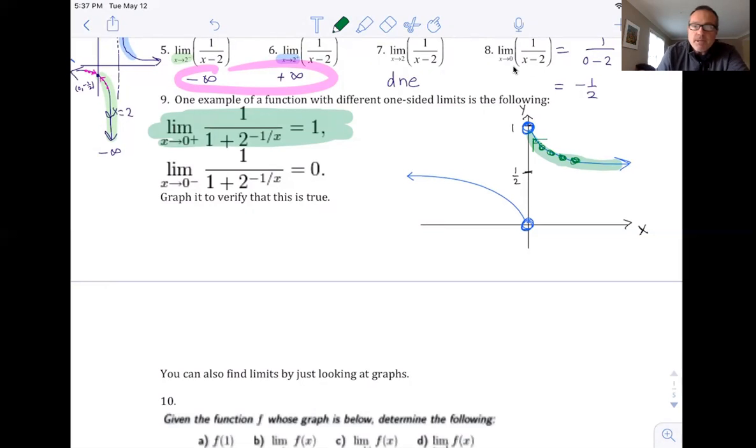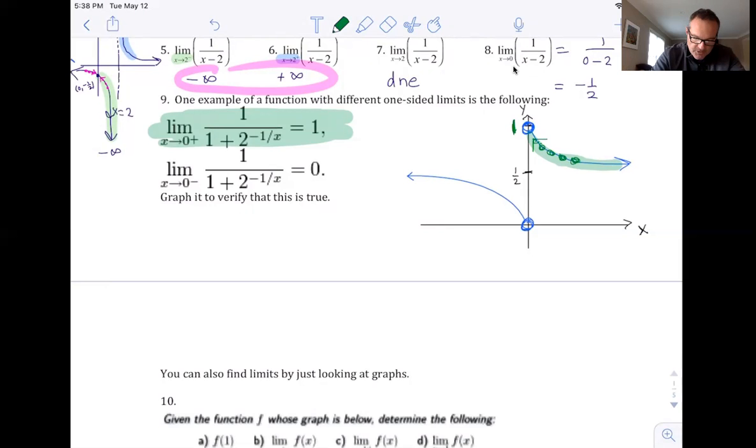Right? Limits are y values. We should repeat that 20 times. Limits are y values. So they're saying when x approaches 0 from the right, what are the y's doing? Well, they're cruising right in here to y equals 1.